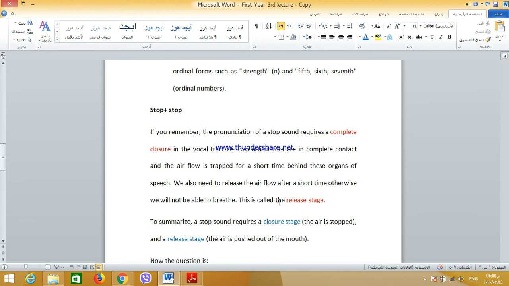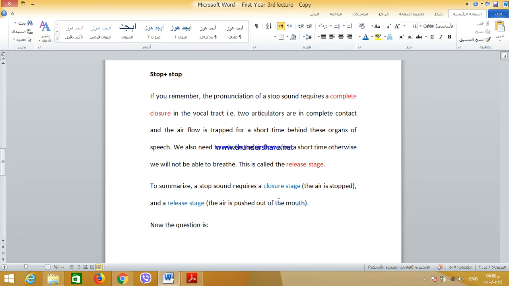Okay? Now let's talk about the first type of final cluster, which is the case when we have a stop followed by another stop sound. If you remember, the pronunciation of a stop sound requires a complete closure in the vocal tract. So what do you mean by complete closure? Just to refresh your minds, let me explain.